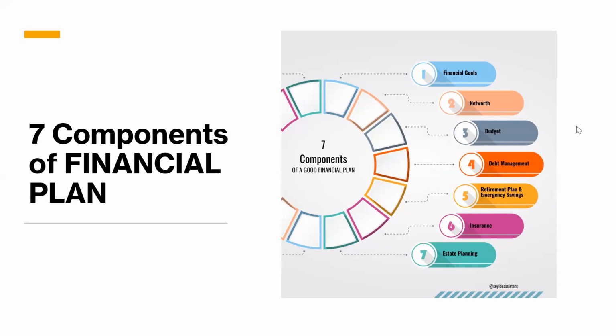Net worth, budget, debt management, retirement plan and emergency savings, insurance, and estate planning. So these are the 7 components of your financial plan. If I give you an assignment that says, prepare your financial plan, these are the things I'm asking. I want to see these 7 things in your assignment: your financial goals, your net worth, your budget, your debt management strategies, your retirement or emergency savings plan, your insurance plan, and your estate planning plan, if I can use that word.